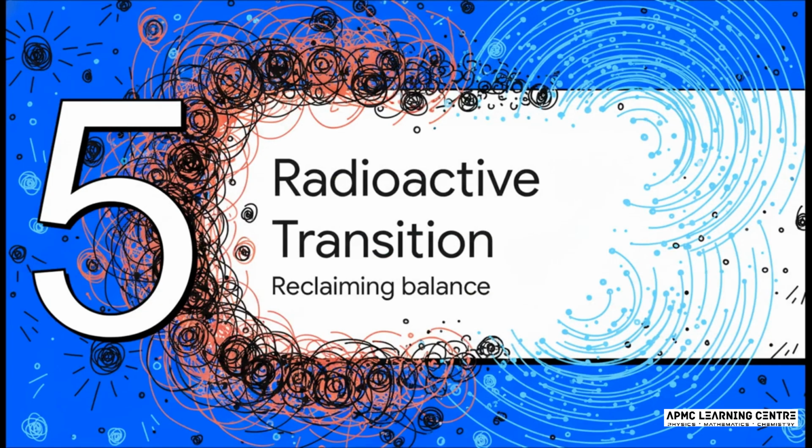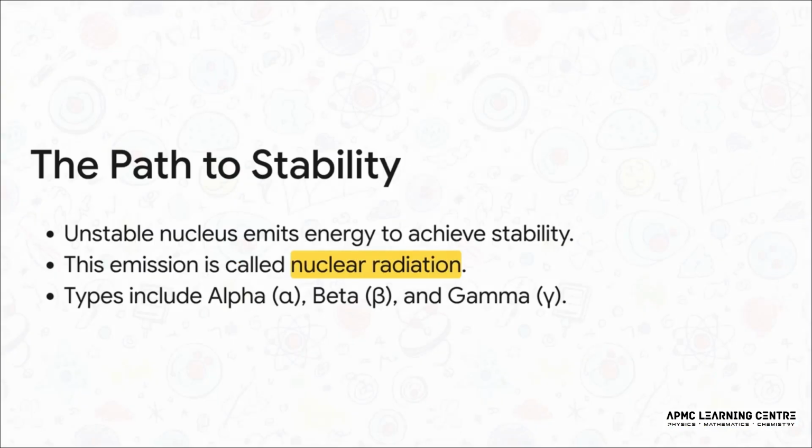But here's the thing. An unstable nucleus isn't just going to sit there being all chaotic. It has a fundamental need to get back to a stable, lower energy state. And to do that, it's got to ditch that extra energy. So, the nucleus finds its balance by literally throwing stuff out, energy and particles. We call this whole process radioactive decay, and the stuff it ejects is what we call nuclear radiation, which usually comes in the form of alpha particles, beta particles, or high-energy gamma rays.